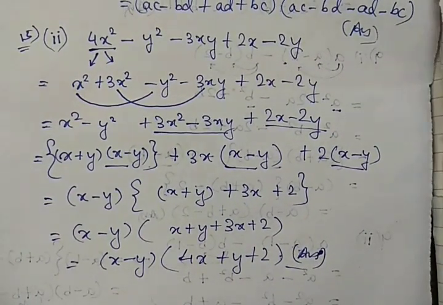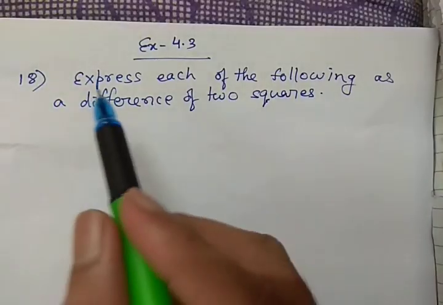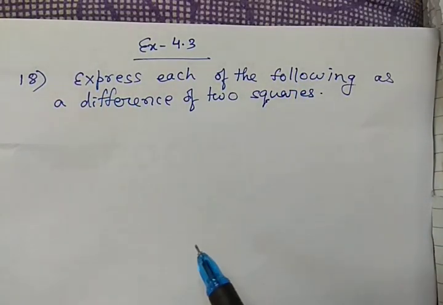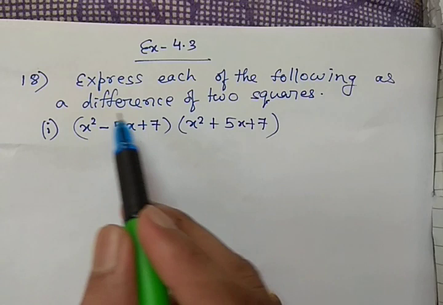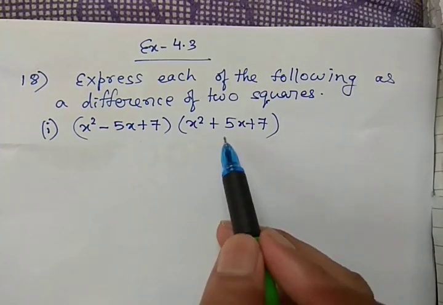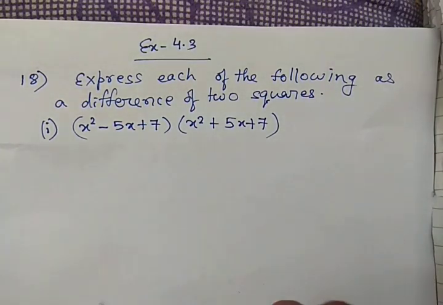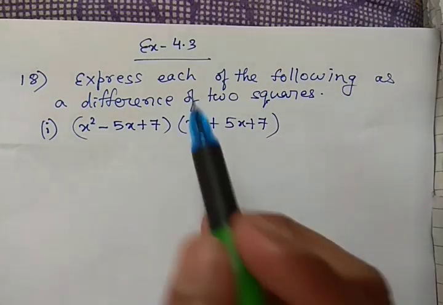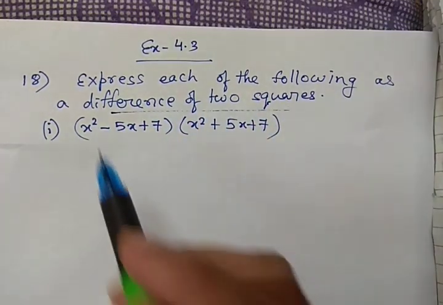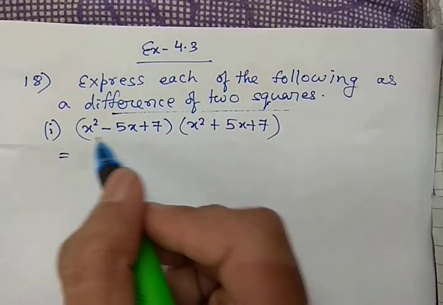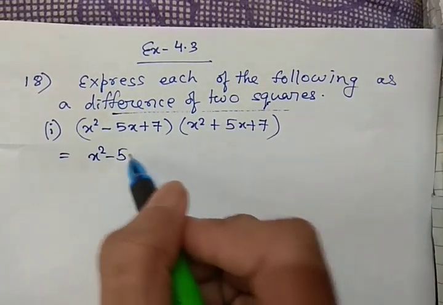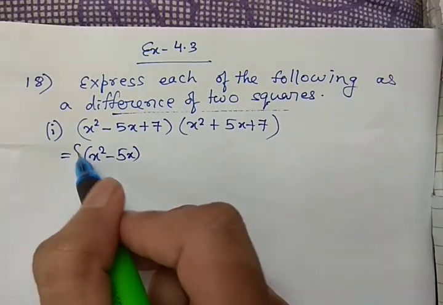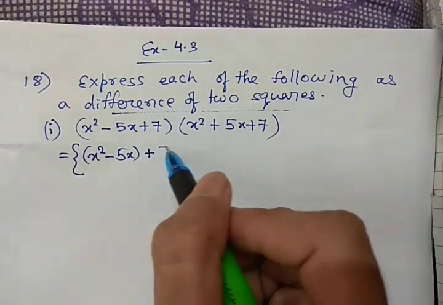Is it clear? Okay, so in this sum we have to express the following as difference of two squares. So let us see how this type of sum is done. In this type of sum we have to group each term in such a way so that we can form it as a square, so that we can form it as difference of two squares. So let us see how it is done. So x square minus 5x can be taken as one term. x square minus 5x, I am taking this as a single term, grouping it together, plus 7.